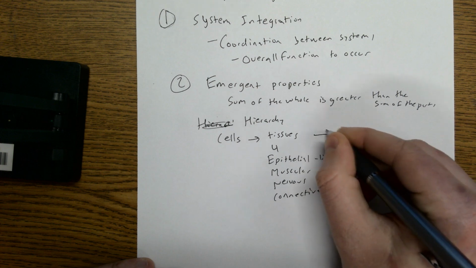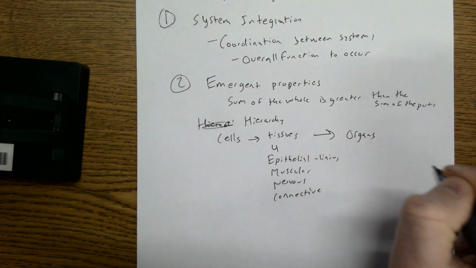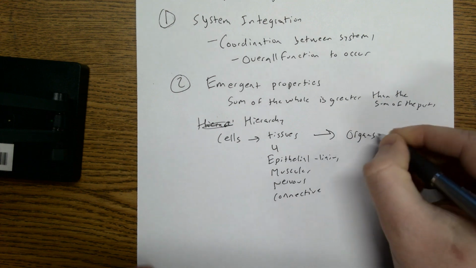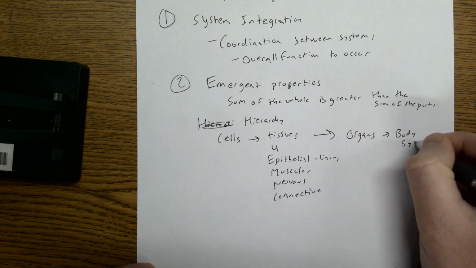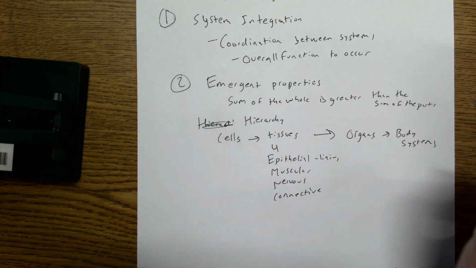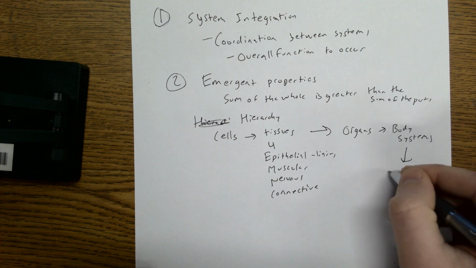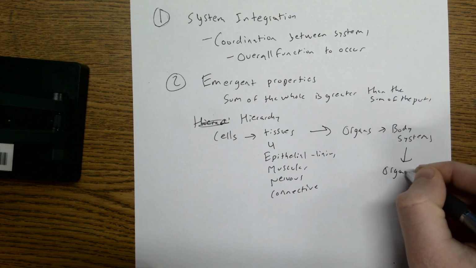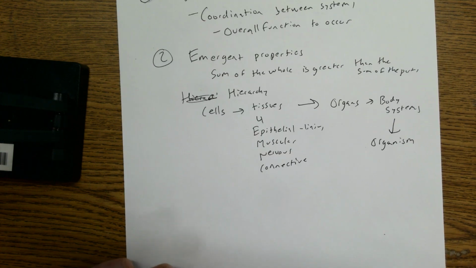Those 4 tissues make up organs, and depending on the organ, they have multiple types of tissues. And those organs are linked together to make body systems. So you take all of those, and you get body systems, and that leads us to an organism. So we take all of these, they work together, and you get a fully functioning organism.